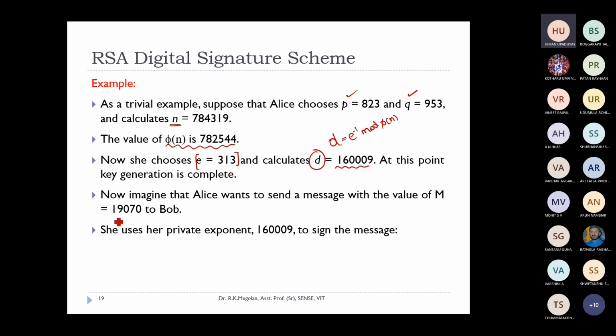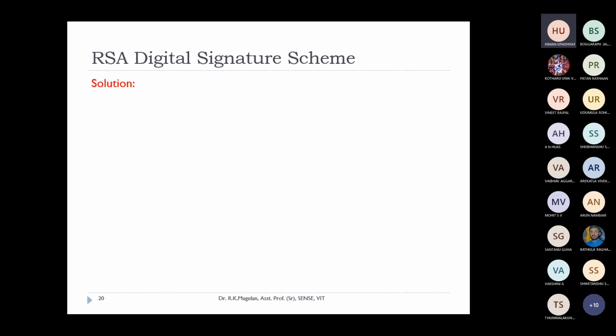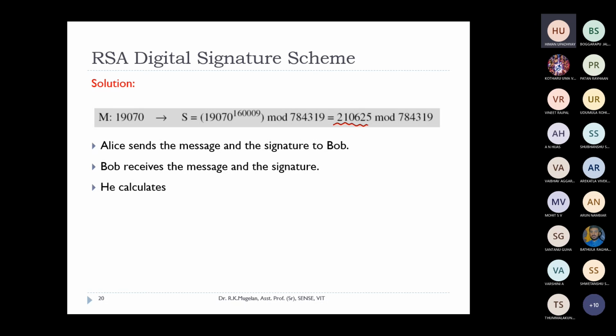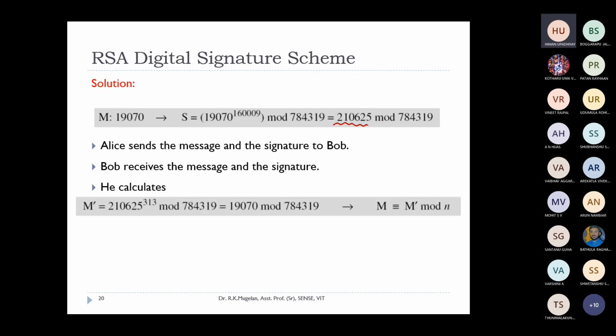Then suppose the message is 19070, then he'll use his private key exponent to sign this message, so that you'll get a signature value as 210625 or something. Once the message and the signature are sent, we need only the signature part. This is the S which we got, and here they raise S to the power of the public value E, which is 313, which I chose in the previous slide, and we got the same answer, 19070. So M and M dash match, so it is verified.